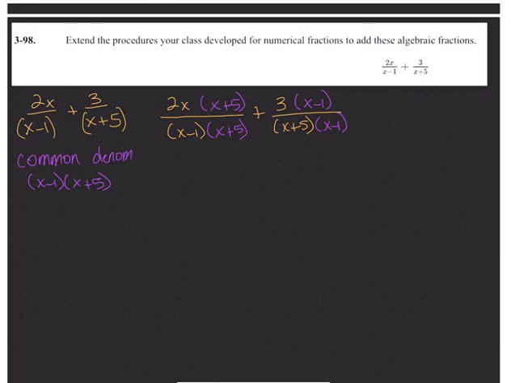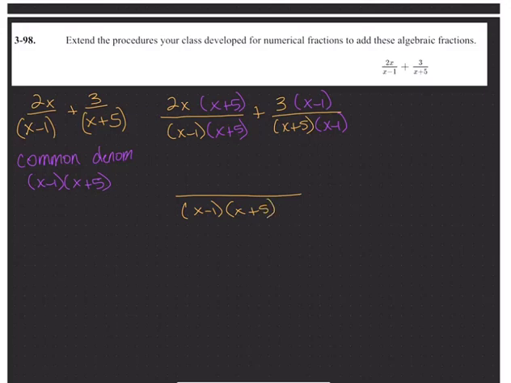So now that we have that common denominator, we can add these together. And we're going to do that piece by piece, but I'm going to make a fraction, and I'm going to put these all together now, because now I have my common denominator. My common denominator is x minus 1, x plus 5.